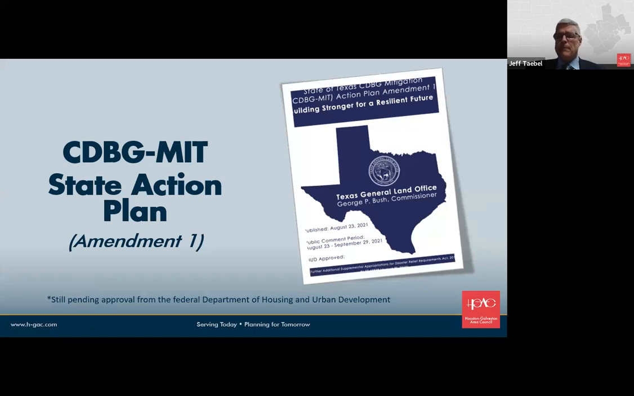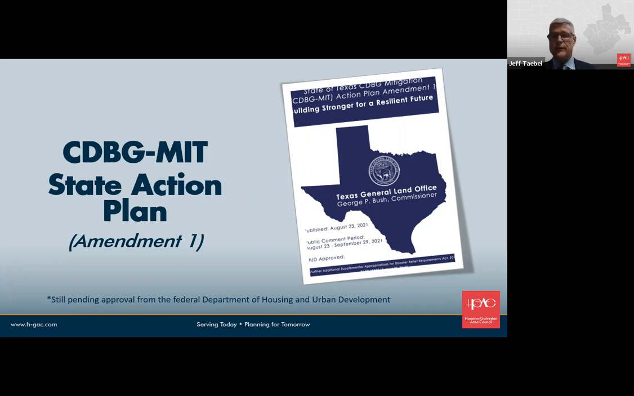So as I mentioned before, the General Land Office is required to submit a state action plan to the federal government to approve how they intend to distribute these funds. This state action plan will govern how H-GAC determines its allocation. And this original plan was submitted back in 2019. In August of last year, the General Land Office submitted an amendment proposal to HUD, and there were some substantial revisions to that plan in this amendment.